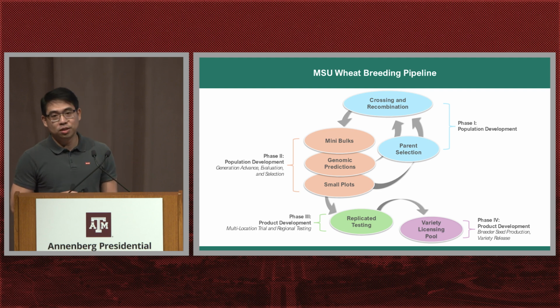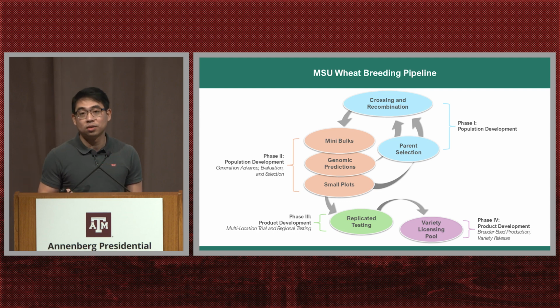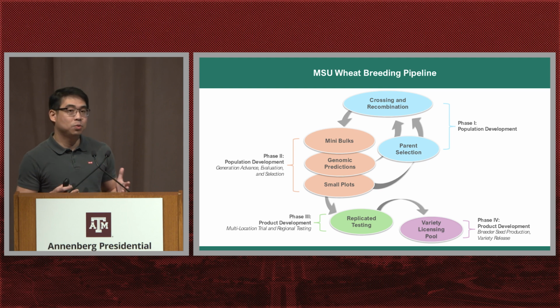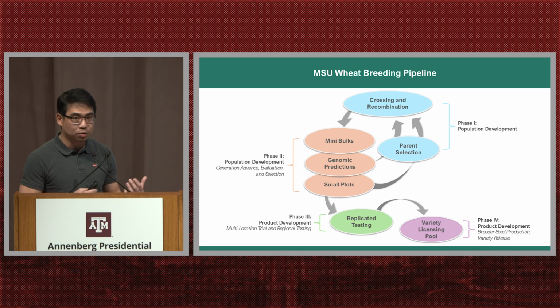Now, recently, we started exploring the use of phenomics. That includes hyperspectral imaging, infrared thermal imaging, and the one that I'll be sharing with you, where we explored using UAV-based RGB and multispectral imaging. Our goal is to see how we can integrate that into our breeding program that relies primarily on genomics.